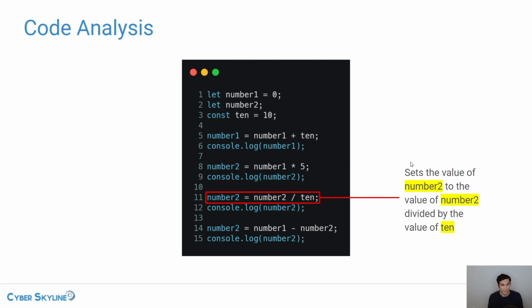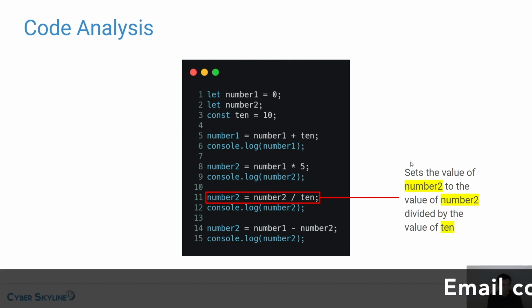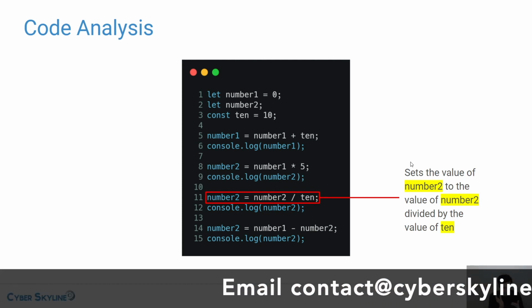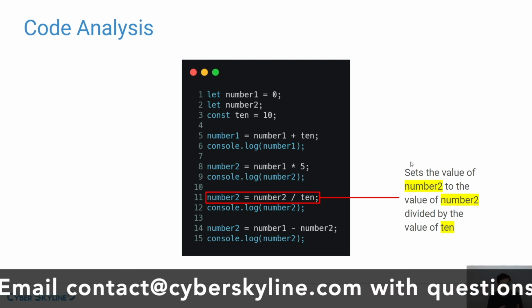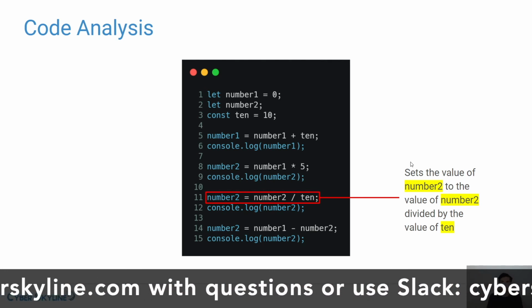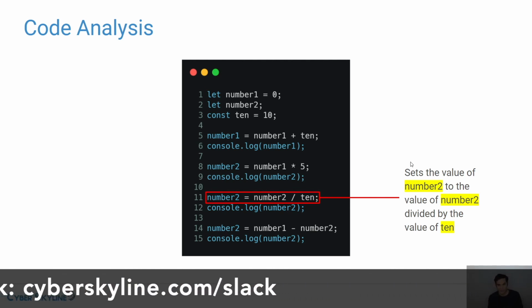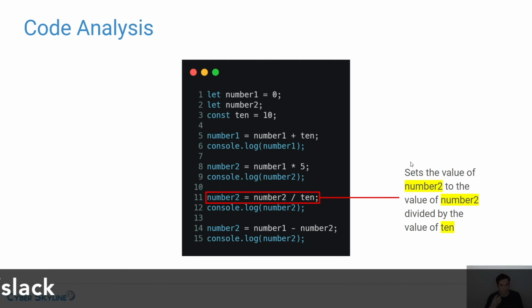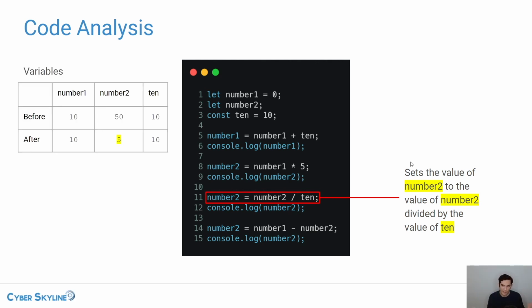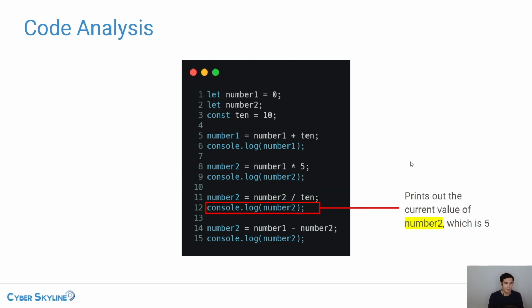We go to line 11. We have number 2. We do another assignment, right? Number 2 is equal to number 2, and then we have the forward slash here. That's divide. So number 2 divided by 10. So what was number 2? Number 2 was 50. And now we're dividing it by 10. This means that number 2 should be 5. And so we've updated the value of number 2. It used to be 50. Now the value of number 2 is 5. We print out number 2 again. The value is 5. And we move on to the next line here.